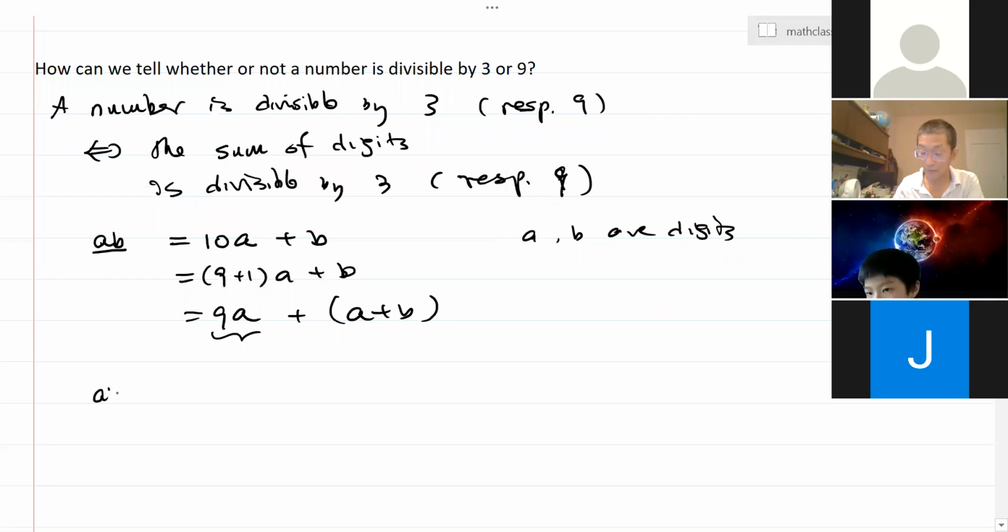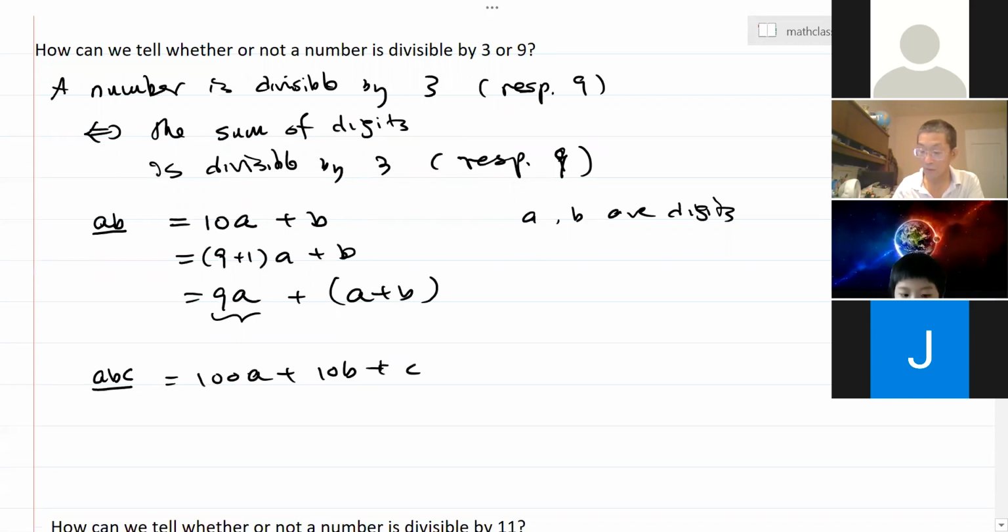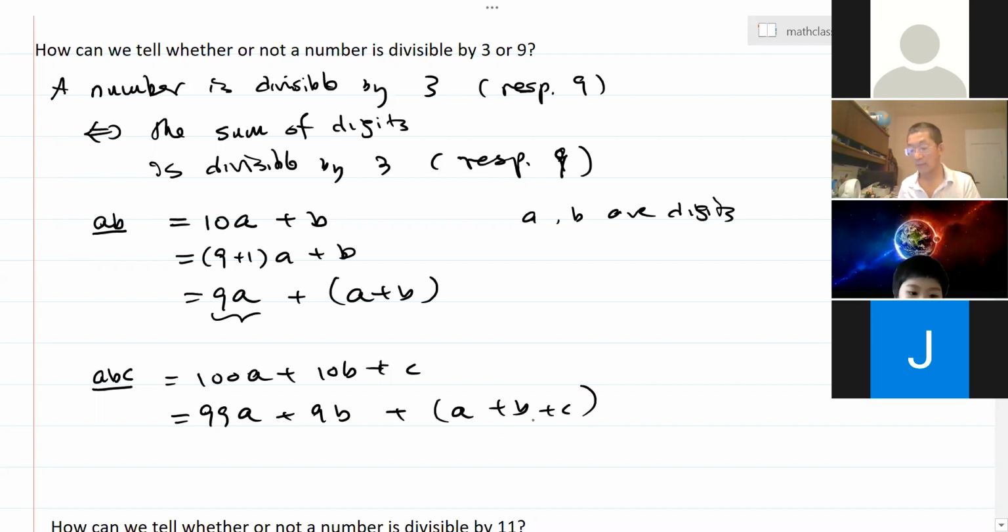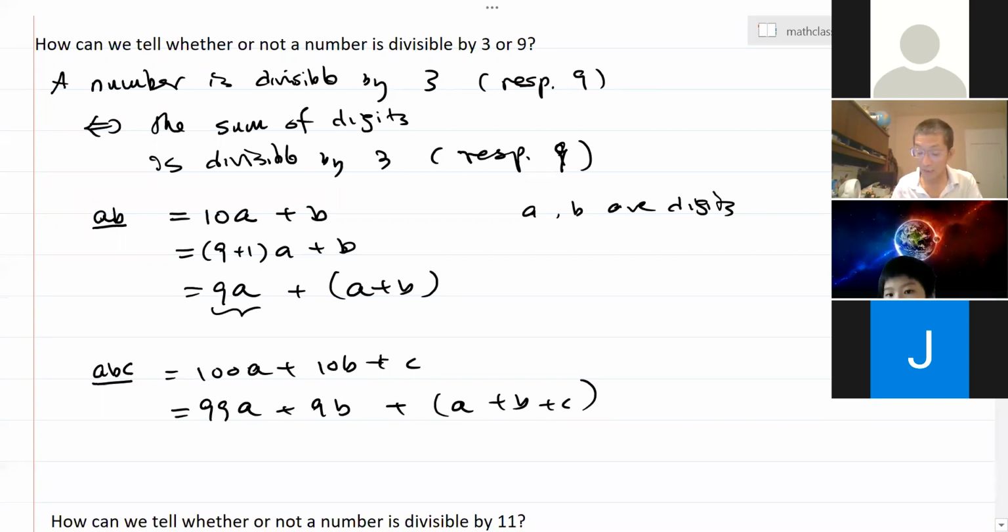Three-digit number. It's going to be 100A plus 10B plus C. So 100 is going to be 99A plus A, so I put the A here, and 9B plus B, so I put the B here, and then C is here. So this is the sum of three digits. But 99A plus 9B is always divisible by 9, and of course by 3, so don't worry about that. You just need to look at the sum of the three digits. So this is the idea.